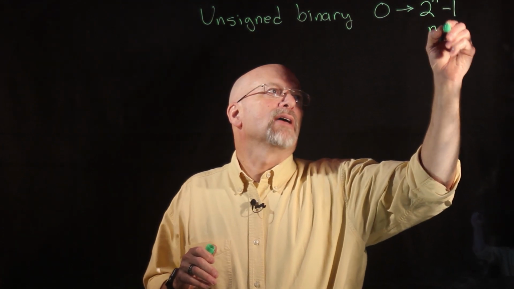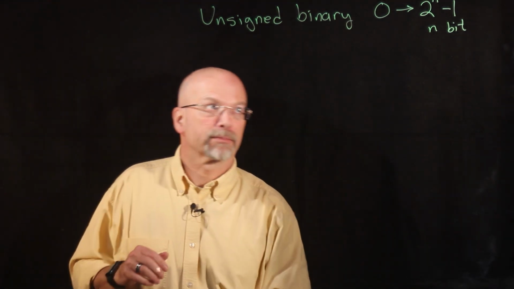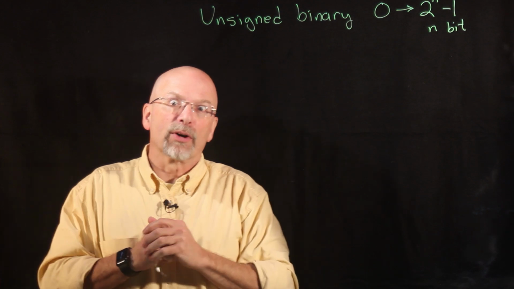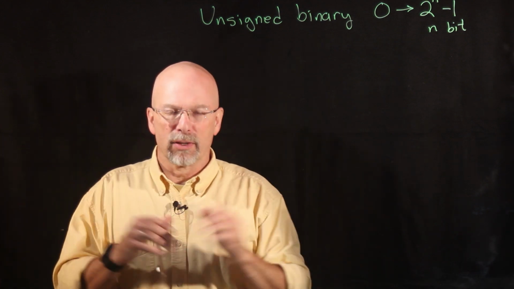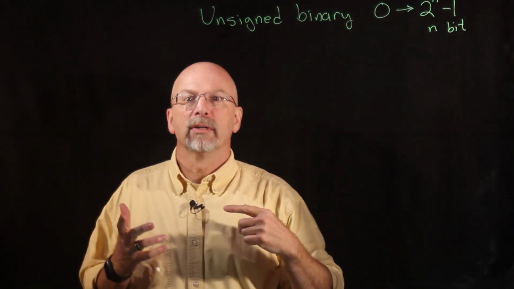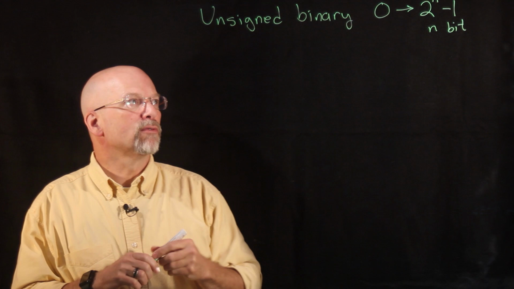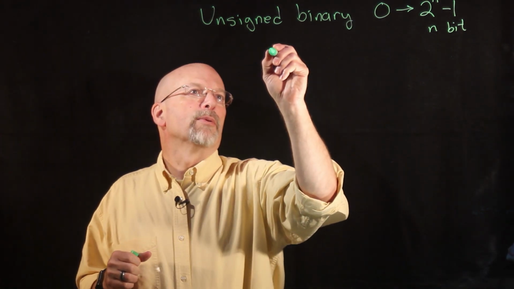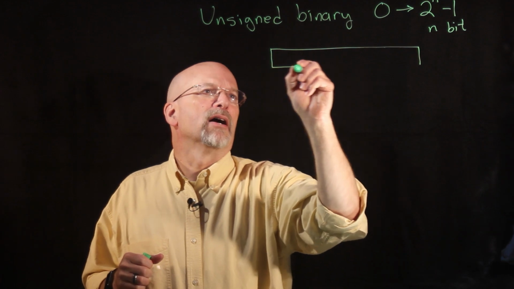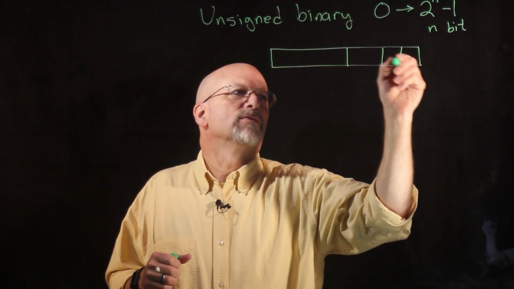This is if we have an n-bit binary value. And so I can tell you 8 bits, that's typically what we're going to represent things in this class. That would be 2 to the 8th minus 1. 2 to the 8th is 256, minus 1, 255. So anything that is 8 bits can represent up to 255.